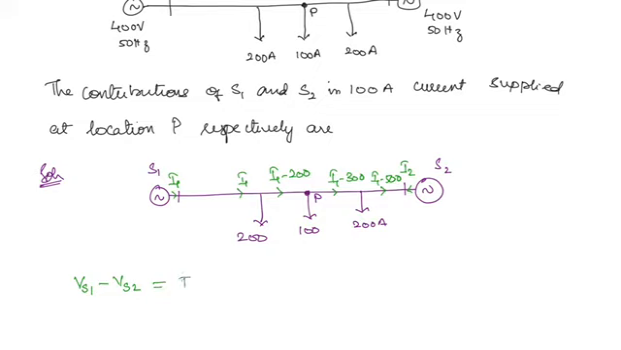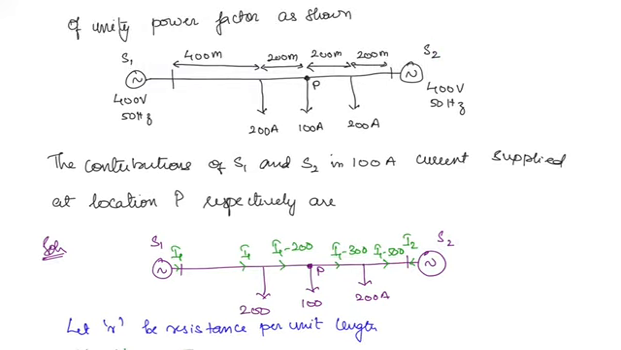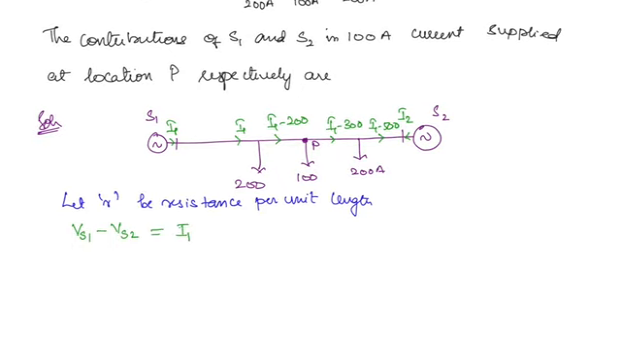This is going to be the voltage drop across this part. If you consider R to be the resistance per unit length, then what is the voltage drop along this section? It is going to be I1 into the length of this section. The length is given in the question as 400 meters, so you can write I1 into R into 400. Similarly, the voltage drop across the next section is I1 minus 200 into R into 200.